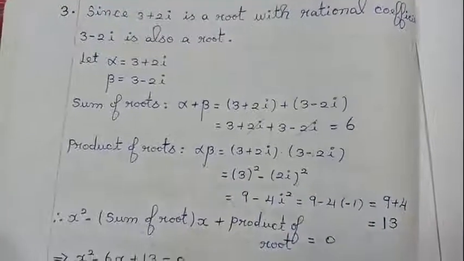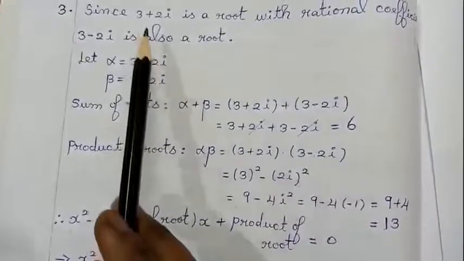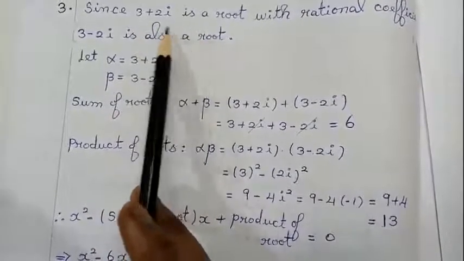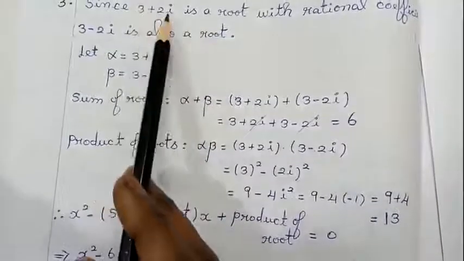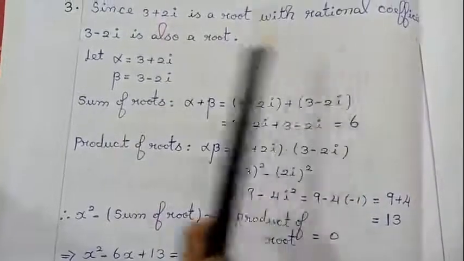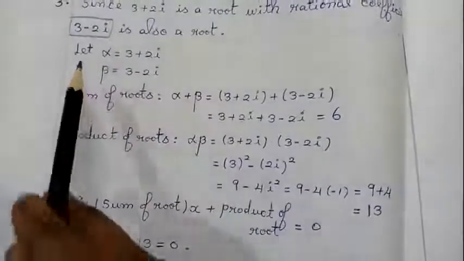Exercise 3.2, third sum. Find the polynomial equation of minimum degree with rational coefficients having 2i plus 3 as a root. They have given you 2i plus 3. I am writing this as real part plus imaginary part. That is 3 plus 2i is a root with rational coefficients. So according to the theorem, definitely 3 minus 2i is also a root.